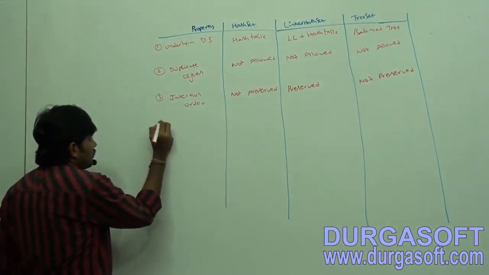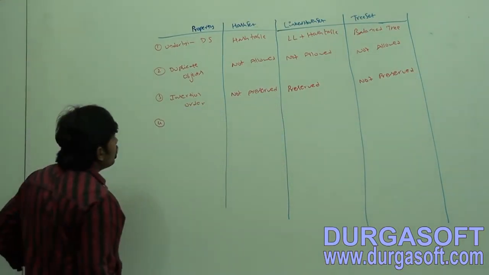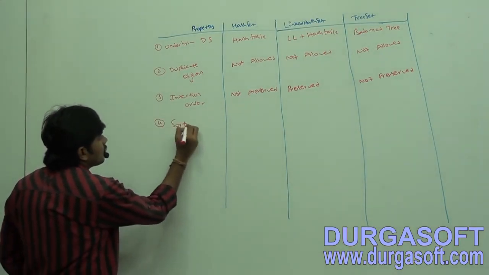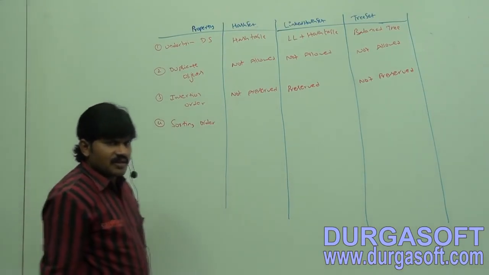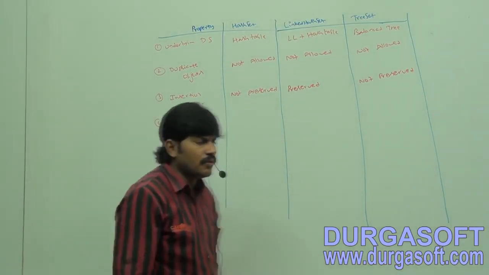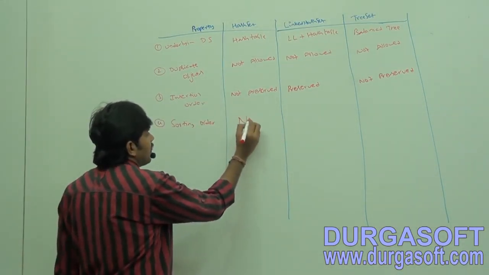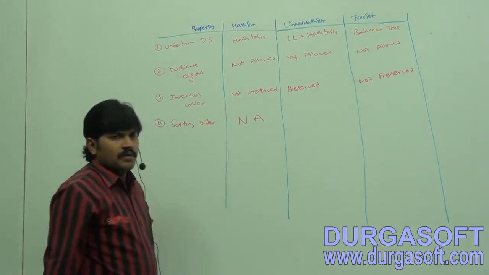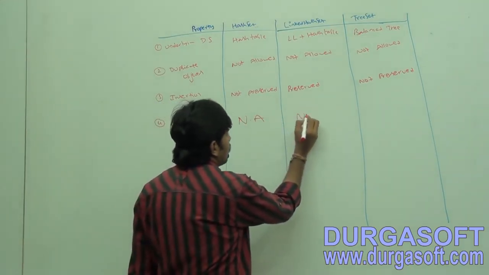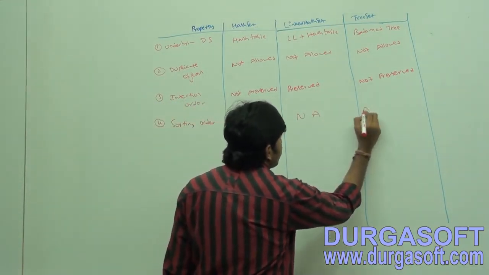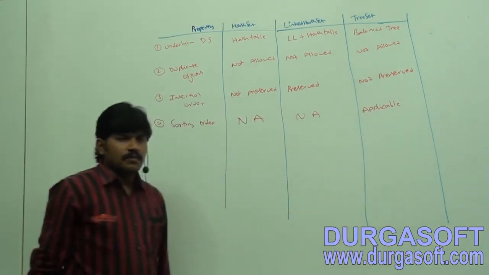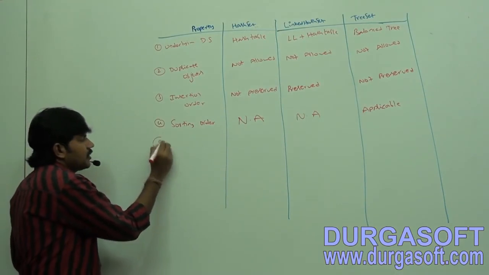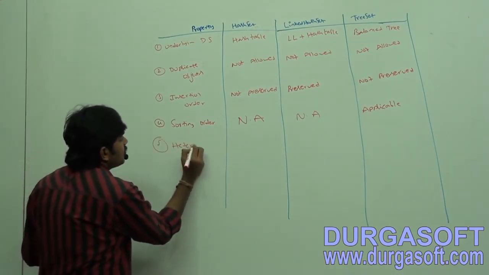Next, fourth one, what about sorting order? Can you tell, does a hash set ever talk about sorting? No. Sorting order, such type of concept is not applicable. Linked hash set also not applicable. But what about tree set? Applicable, because it always talks about sorting only. Okay.